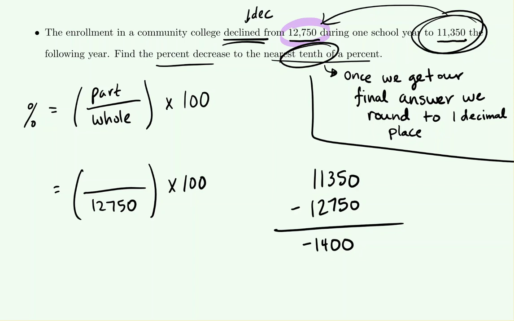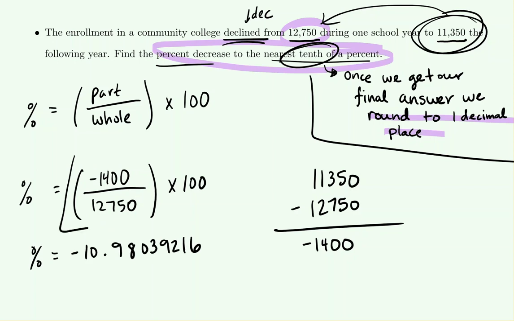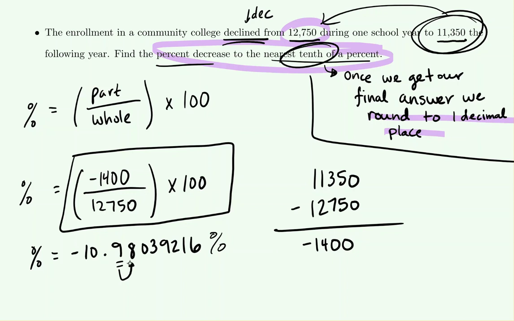And the negative number is expected because definitely to go from here to here it did decrease. So the part is negative 1,400. We decreased by negative 1,400 of the original 12,750 whole. After correctly typing this into our calculator, we should get negative 10.98039216%, but we were asked to round this to the nearest tenth, which we translate to the first decimal place. So we look to our first decimal place, and we look to the right, and the number is greater than 5. And additionally, the number that we would then round up is a 9.